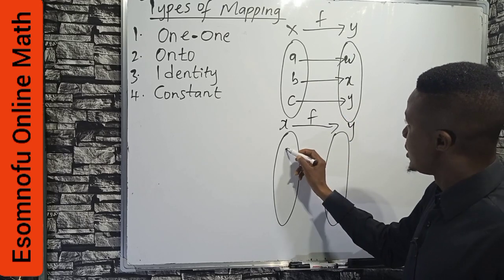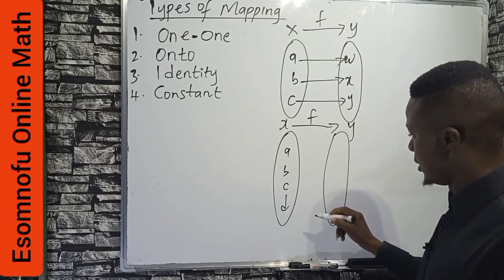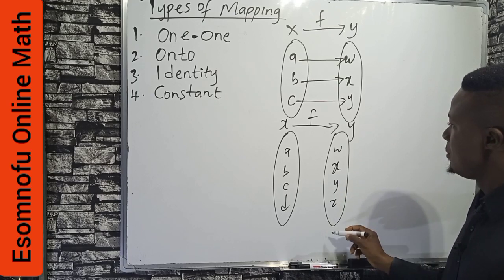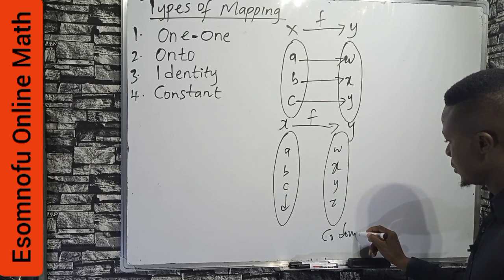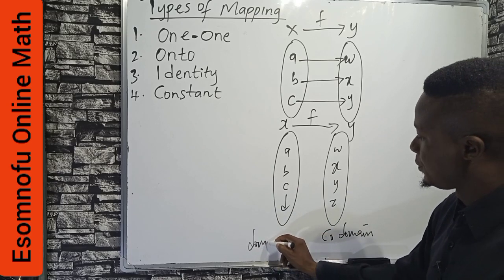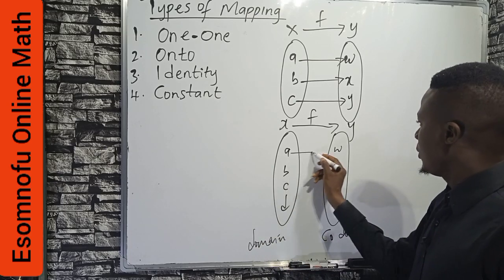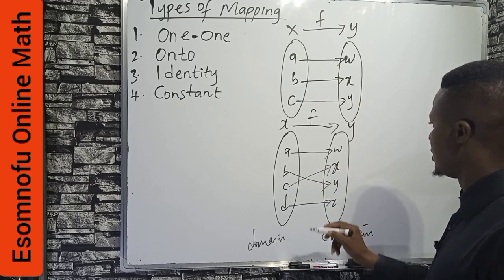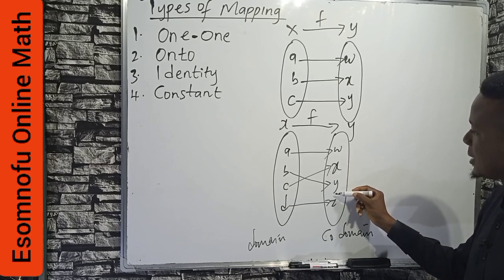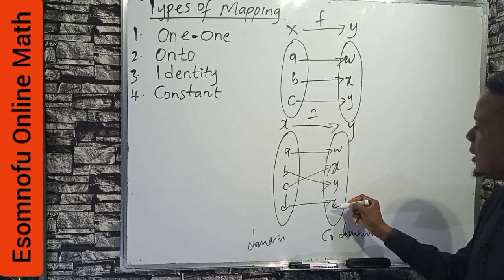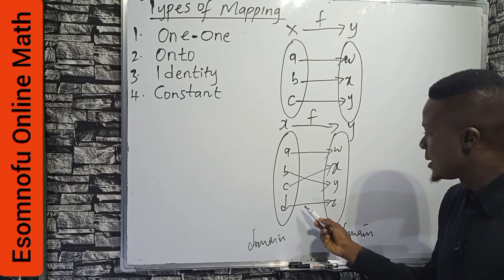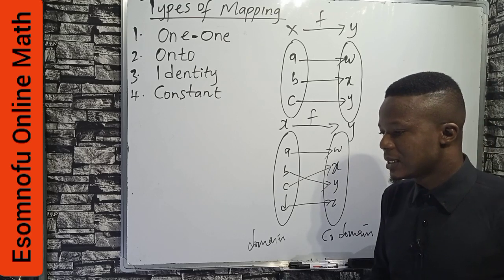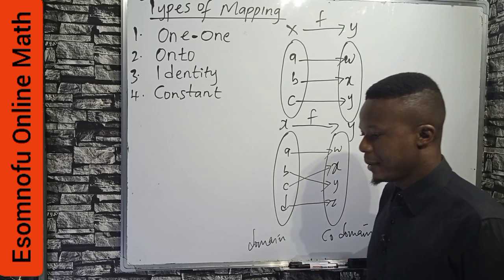Okay, so assuming this is A, B, C, D, for instance, and this is W, X, Y, Z. Remember, this is the codomain. Y here is the domain. Now, this is mapped into this, this is mapped into this, this is mapped into this, and this is mapped into this. This is mapping. So every element in this, let's say the codomain, is at least an image of an element in the domain. We say that the mapping is said to be onto mapping.